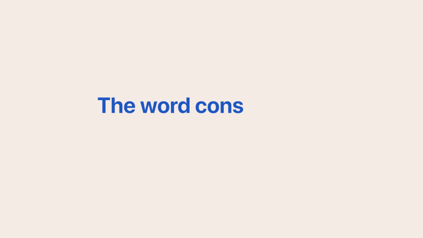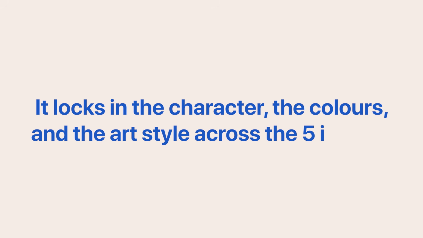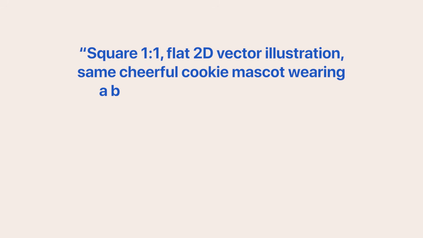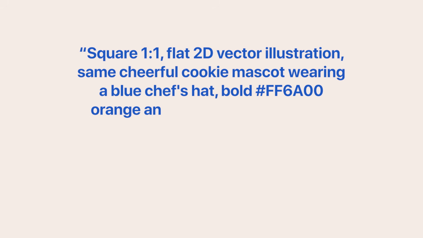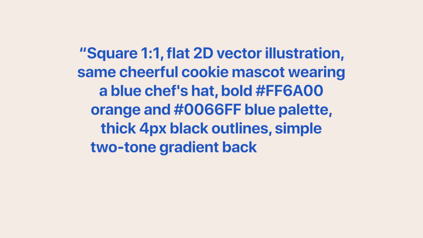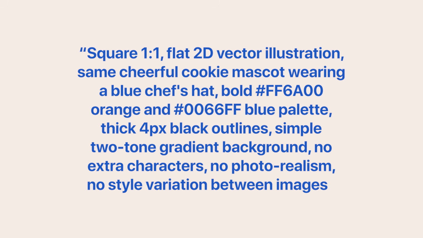The word consistent is doing a lot of the work here. If your mascot looks different in every image, the ad is going to kind of fall apart. So here's how to solve that. You basically add a style line to every single prompt. It locks in the character, the colors, and the art style across the 5 images. And the one I use is basically a square, 1-to-1, flat 2D vector illustration, same cheerful cookie mascot, wearing a blue chef's hat. I want to use this color code of orange and this color code of blue, have thick black outlines, simple 2-tone gradient background, no extra characters, no photorealism, no style variation between the images.